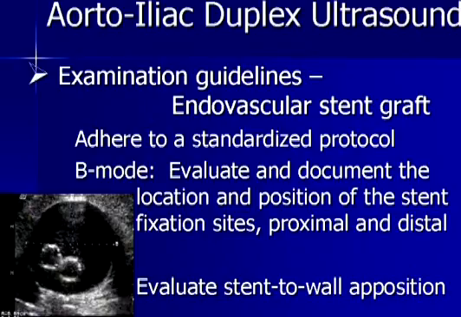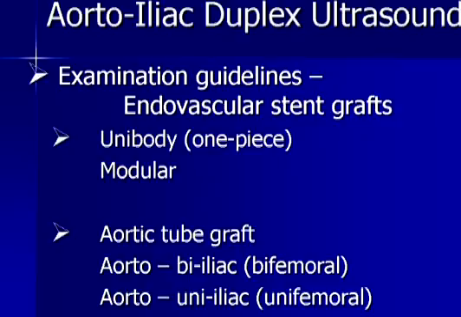Particularly, you want to evaluate and document the position of the stent fixation sites, both proximal and distal. This is a device that has been placed through percutaneous means, and it had to be affixed to native vessels somewhere in the proximal abdominal aorta and somewhere distally, either in the distal aorta, iliac, or femoral vessels. You want to make sure that you adequately evaluate the apposition of this prosthetic stent to the native vessel walls.